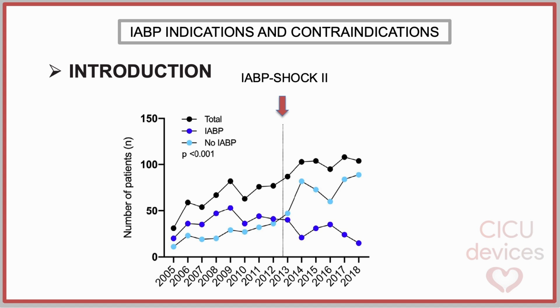Despite this, the IABP continues to play a valuable role in specific clinical contexts. Additionally, it remains a practical option in resource-limited settings, or where more advanced mechanical circulatory support devices, such as Impella or veno-arterial ECMO, are unavailable or contraindicated.